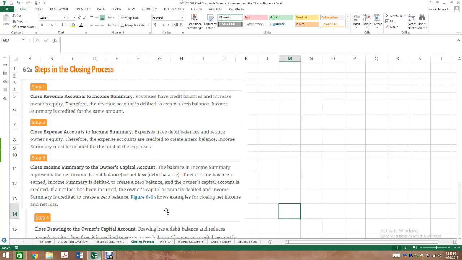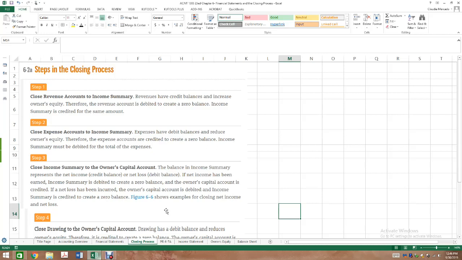So the first step is we're going to close any revenue accounts that we have to income summary. Revenues have a normal balance of a credit. So in order for us to close out our revenue accounts, we need to debit them. So we're going to debit our revenue accounts to zero them out, and then we're going to credit income summary. So entry number 1, you debit your revenue accounts, you credit income summary. Step number 2, you're going to close your expense accounts to income summary.